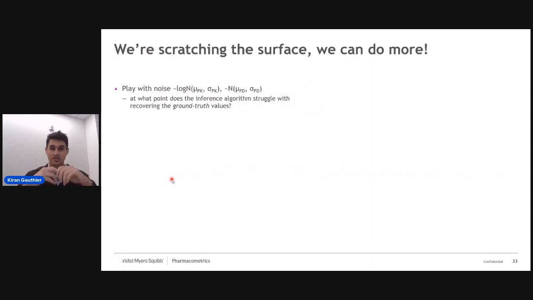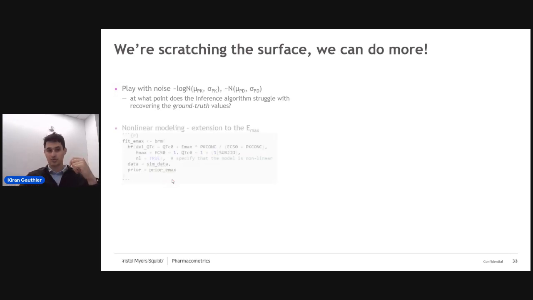I'm just going to throw out some ideas. We're scratching the surface. We can do a ton more. Play with the noise associated with the PK, play with the noise associated with the PD. At what point do we struggle to recover our ground truth values? Nonlinear modeling. I can describe my Emax model using BRMS as well.